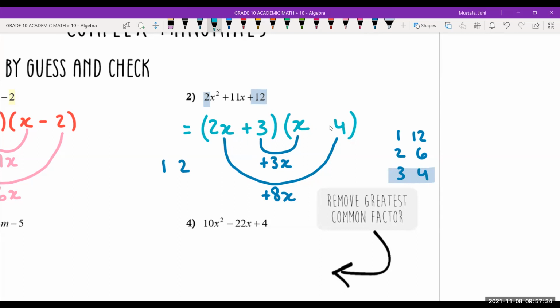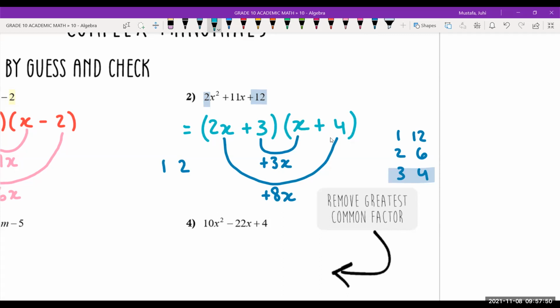And then 2x times 4, how can I make that a positive 8x? I can put a plus sign here. And the rule is for the second smiley, whatever sign you have here is what you're going to be putting over here. Okay, so we think we have an answer, 2x plus 3, x plus 4.